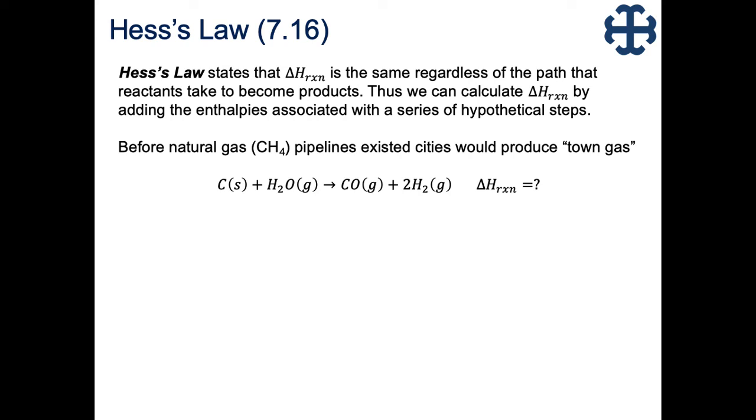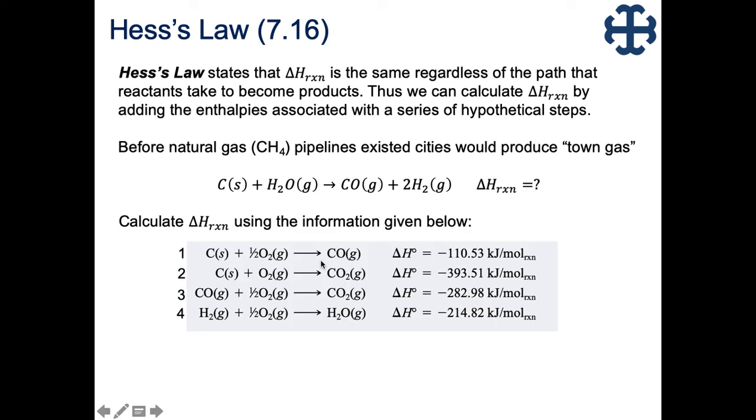Before we had methane, or natural gas pipelines, some cities would produce what they called town gas, and so this was a form of fuel where we start with carbon and add water, and you can produce CO and H2. And so our task is calculate the reaction enthalpy, and I would also give you this information below here. So we have these 4 reactions, and you can piece these together either by turning some around, multiplying some by coefficients, but our goal here is to get these 4 reactions to add up to produce this one reaction here, okay?